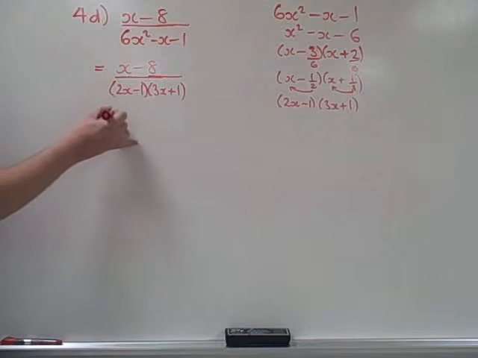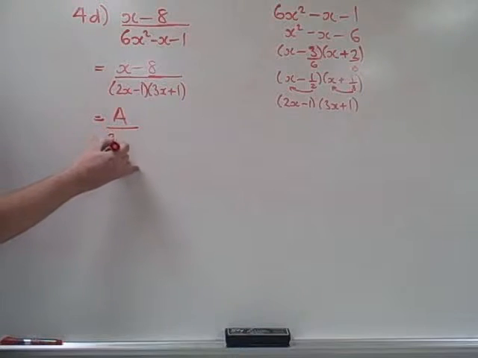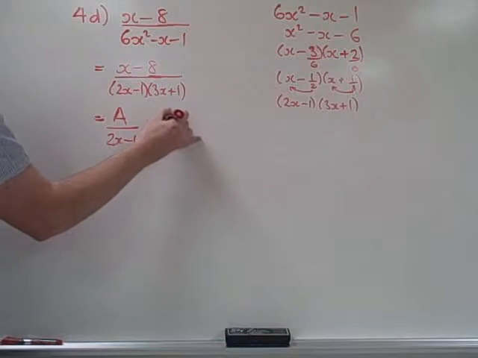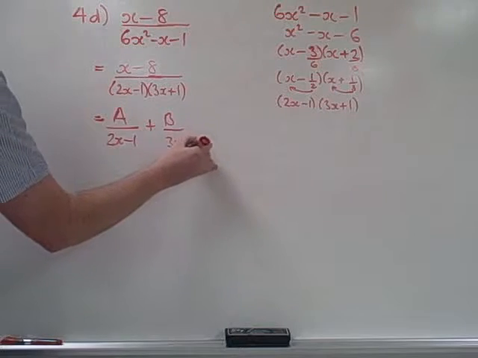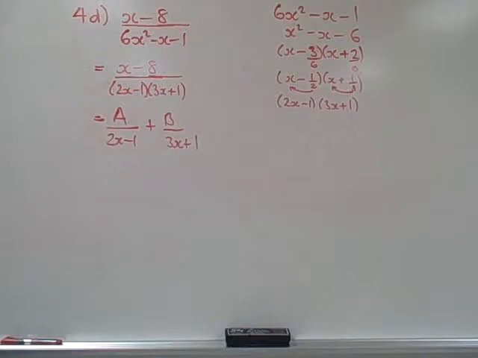Now, as we have linear factors here, we're going to split this up as a over 2x minus 1 plus b over 3x plus 1. And then we'll continue this in the next clip.